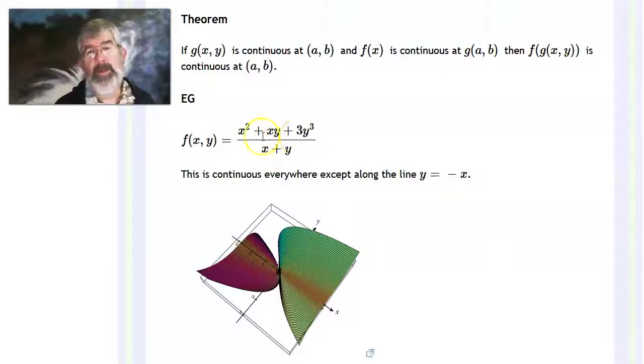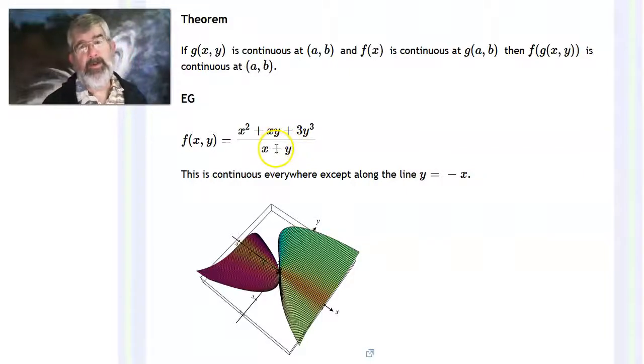That is, the numerator is a polynomial. It's a sum of things that are multiplied together, right? You're multiplying x times an x, you're multiplying x times a y, and you're adding those things up, right? The denominator is also a polynomial in x and y. Those are continuous functions, and the quotient of continuous functions is continuous as long as you're not trying to divide by 0.